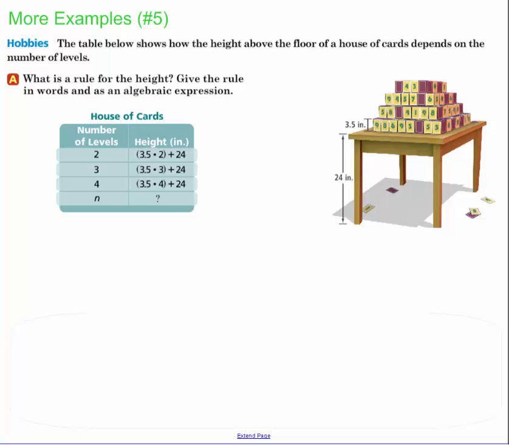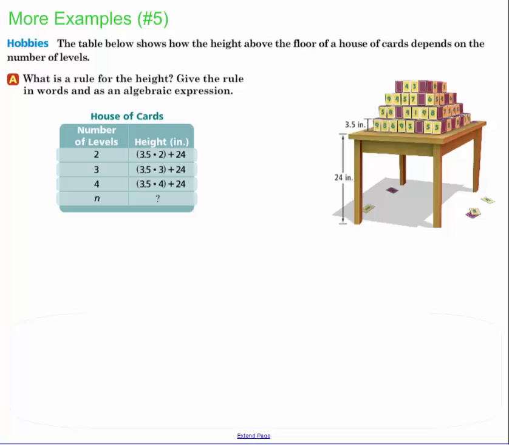All right, more examples, number 5. So now we're going to get into some applications of these things. How do we use these types of words and variables and expressions in everyday life problems? So the table below shows how the height above the floor of a house of cards depends on the number of levels in the house of cards. So you can see the picture at the right if you're not sure what a house of cards is. So what is a rule for the height? Give the rule in words and as an algebraic expression.